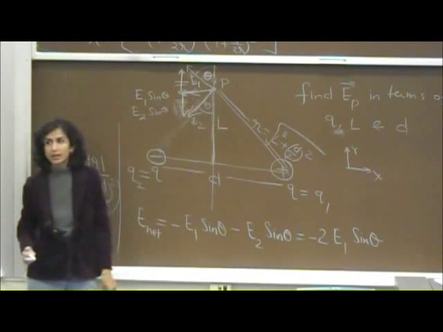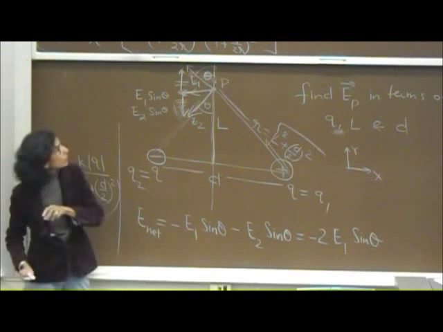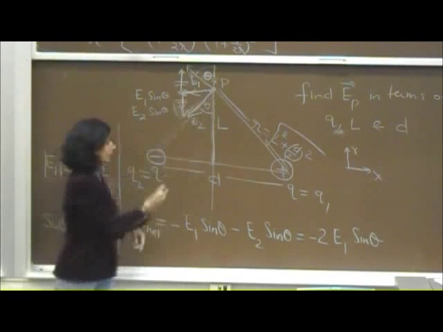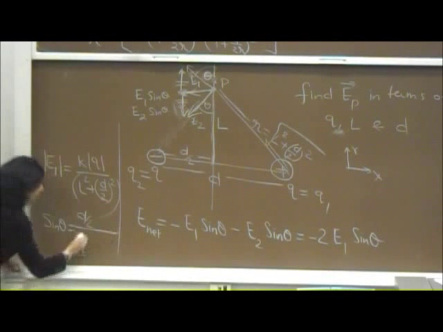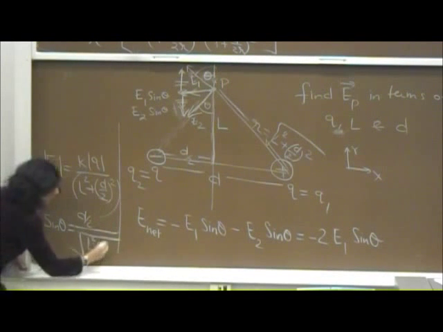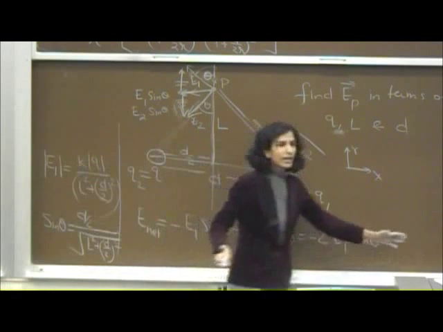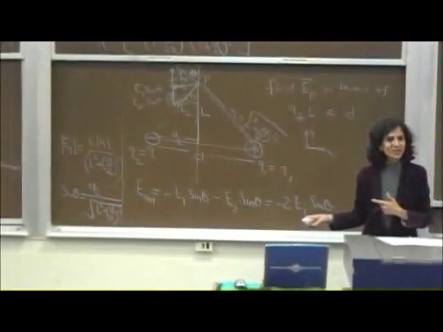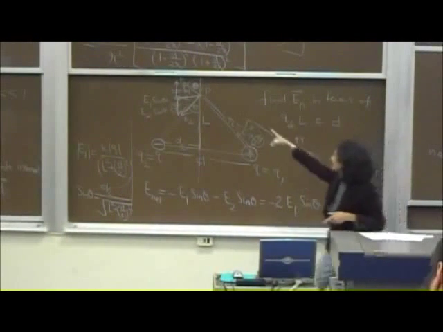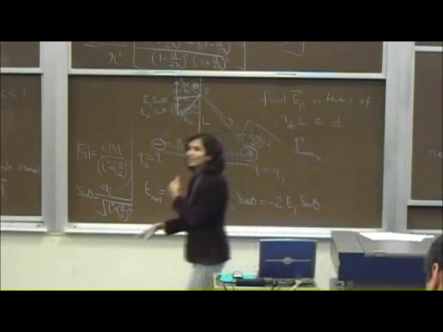Sine of the angle is? This is D over 2, right? D over 2 divided by the square root of L squared plus (D over 2) squared. So just put these two things in here, and that's it. That's your answer. Is that making sense to everybody? That is the answer. That's your electric field at this perpendicular bisector in terms of Q, L, and D.